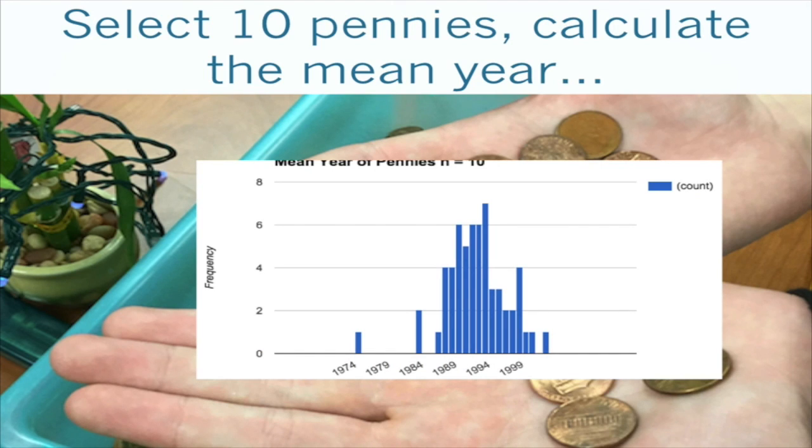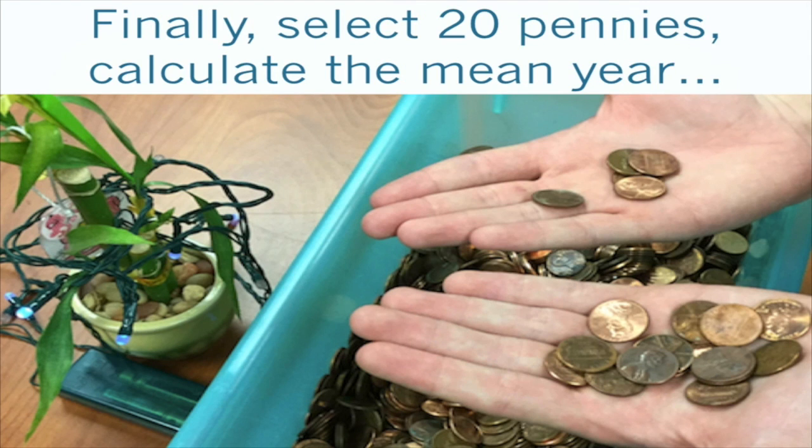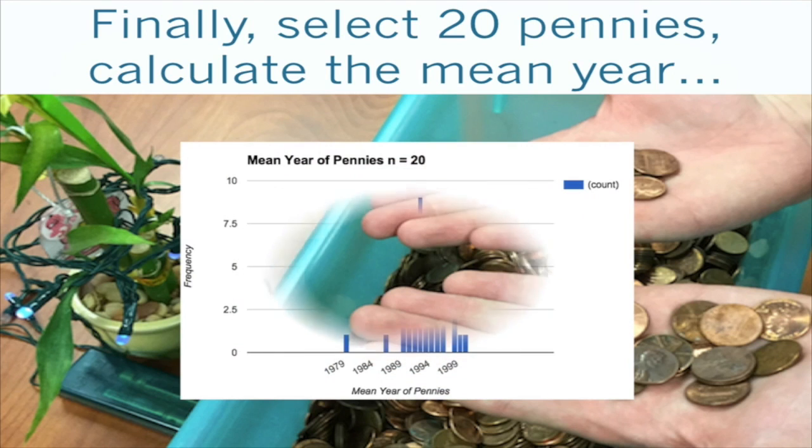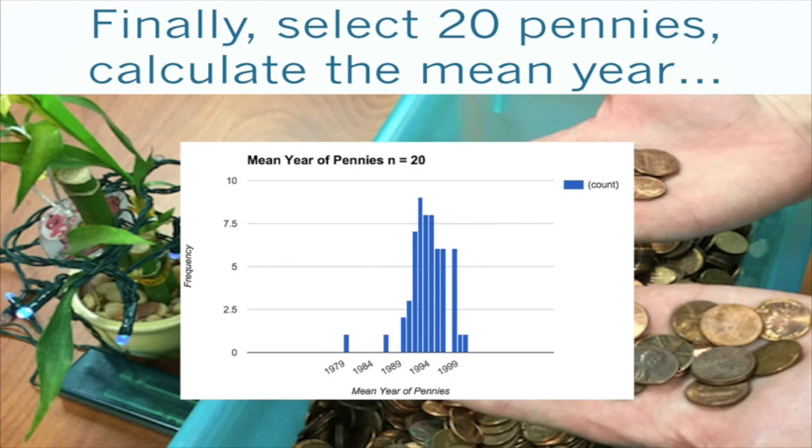Our 60 samples for n equals 10 has tightened up a bit, with the majority of values clustering between 1989 and 1999. There looks to be one outlier sample here that had a 10 penny average of 1974. Finally, have students randomly pick 20 pennies and calculate the same measurements and graph the histogram. Here's our class data. What's happening here?